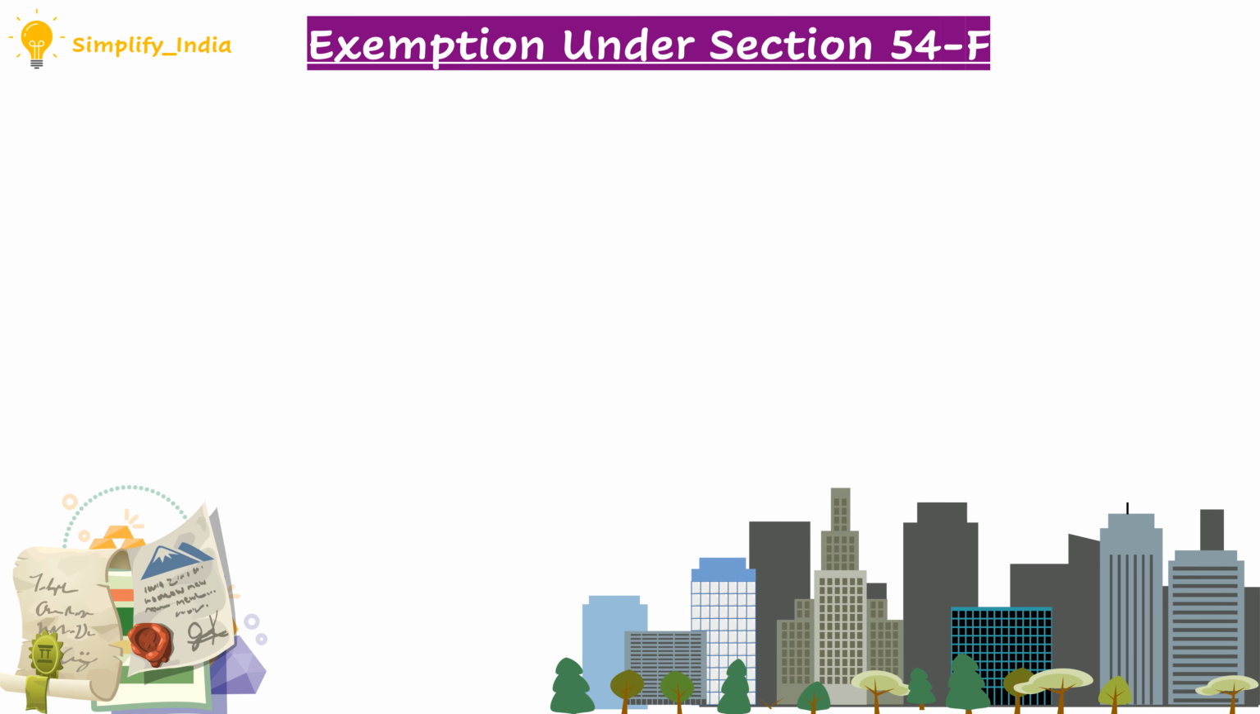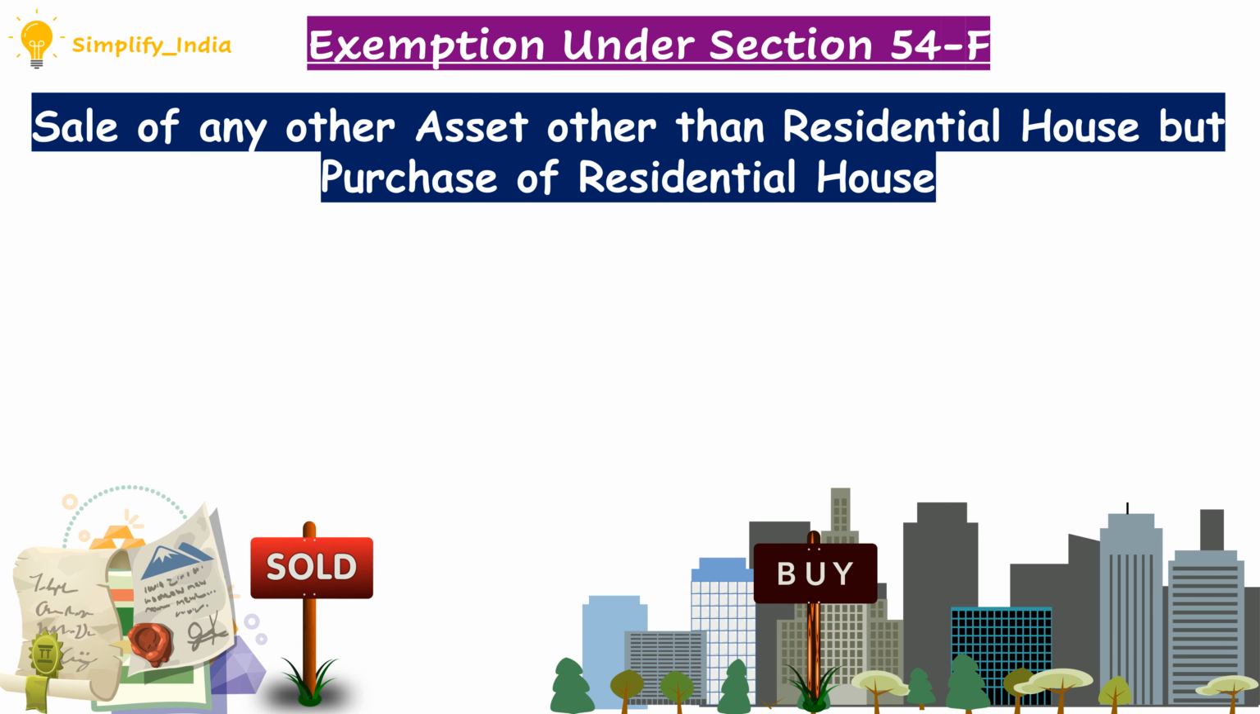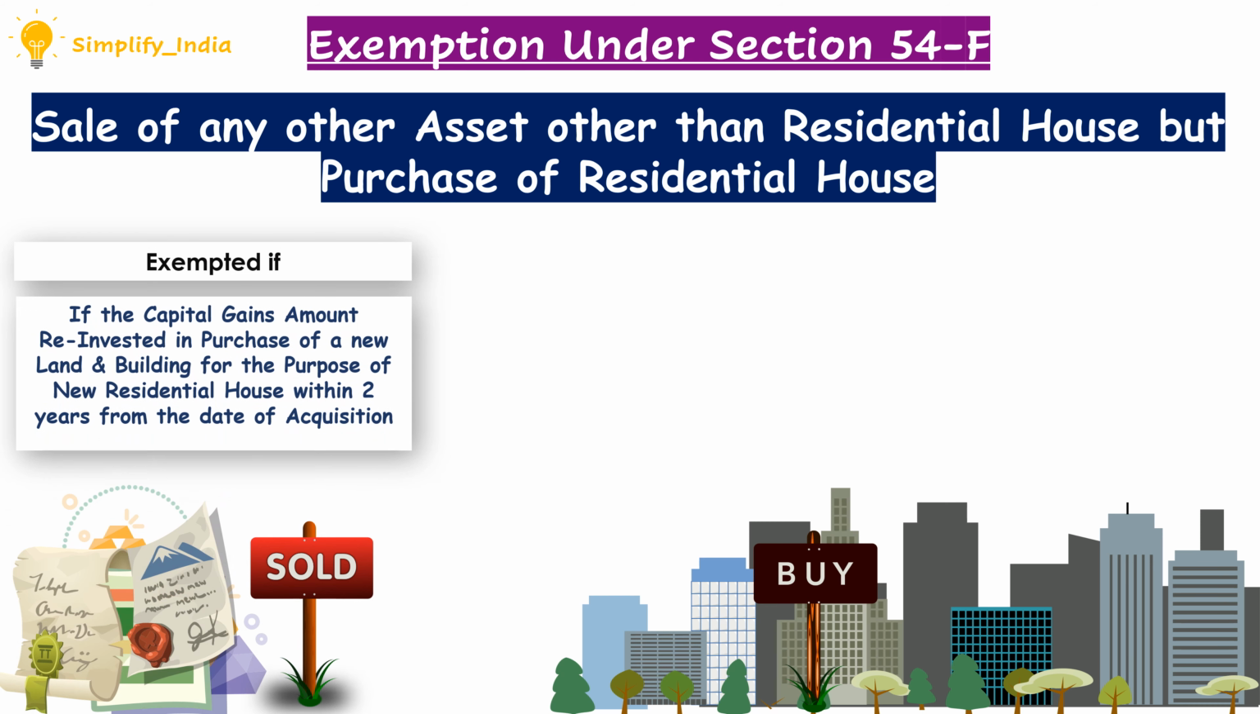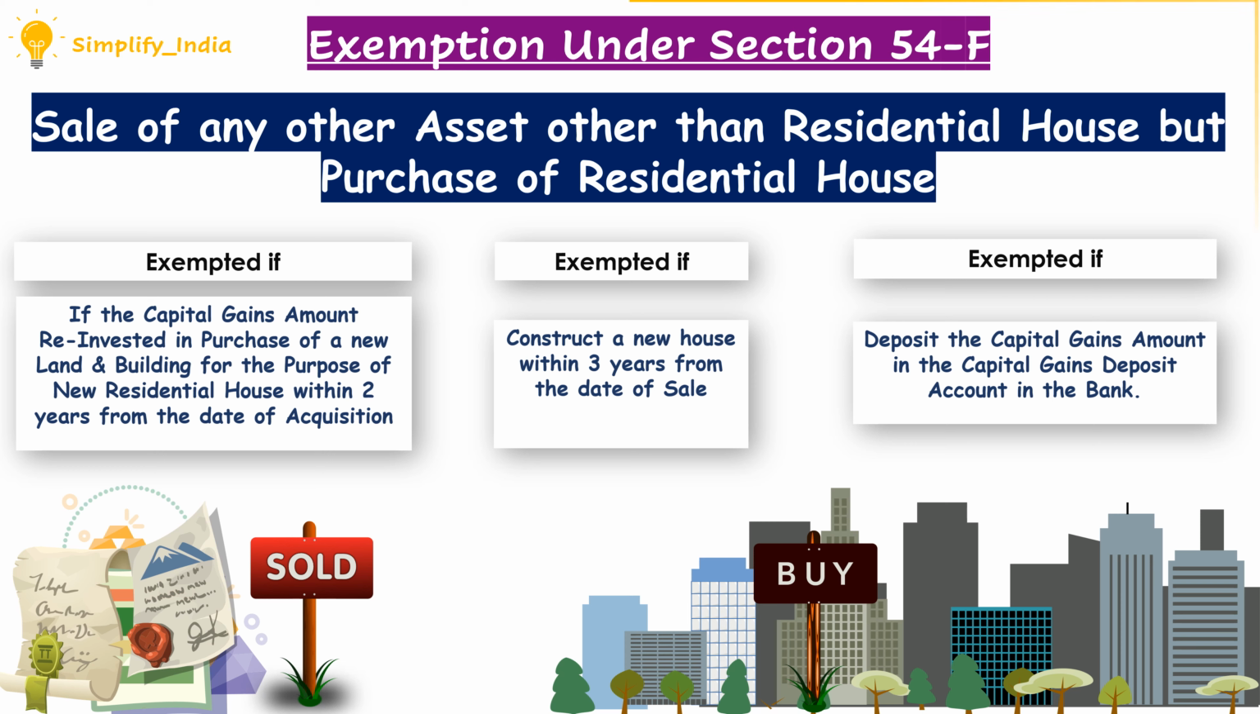Next, we have an exemption under section 54F, that is, sale of any capital asset other than a residential house but purchase of a residential house. Any long-term capital asset held by an assessee has been sold, and the capital gains arising out of such gains can be claimed as an exemption if the capital gain amount is reinvested in the purchase of a new house either 1 year before the date of sale or within 2 years from the date of sale, or construction of a house within 3 years from the date of sale, or deposited into the capital gains deposit account.